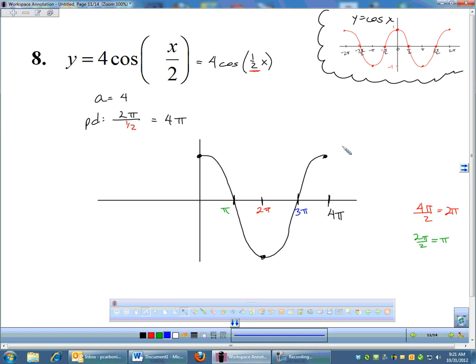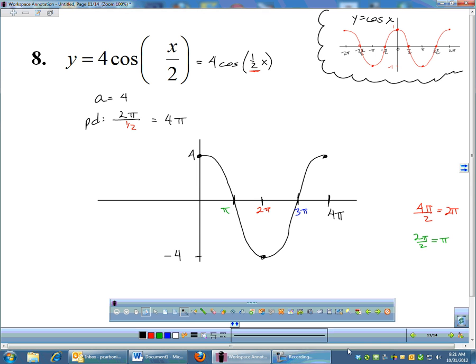And that gets my period. And then I need to take care of my amplitude. Instead of starting at 1, we're going to start up here at 4, and we're going to go down to -4. So that is how we're going to graph this one, and this is the graph of 4 cosine of x over 2.